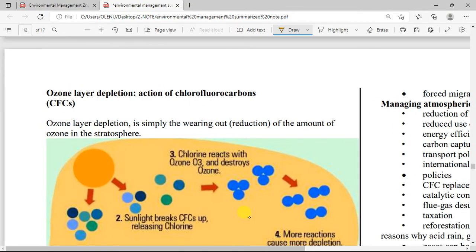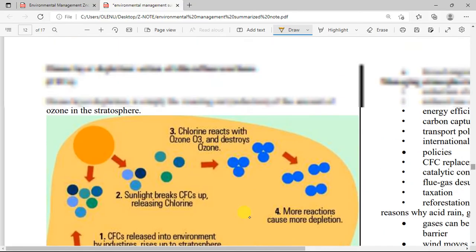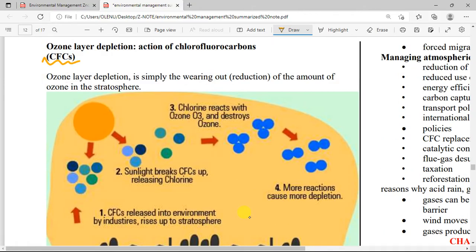So, ozone layer depletion. What are the actions of CFCs, which are chlorofluorocarbons? Ozone layer depletion is simply the wearing out, or the reduction, of the amount of ozone in the stratosphere. Once the amount of ozone found in the stratosphere is being reduced, it is referred to as ozone layer depletion. And what causes it?